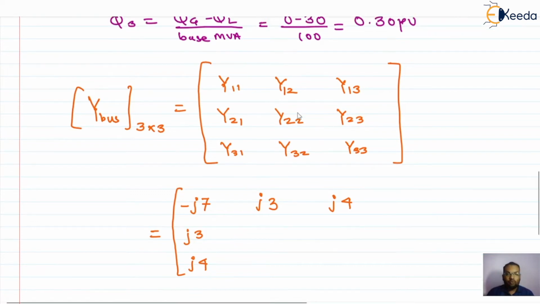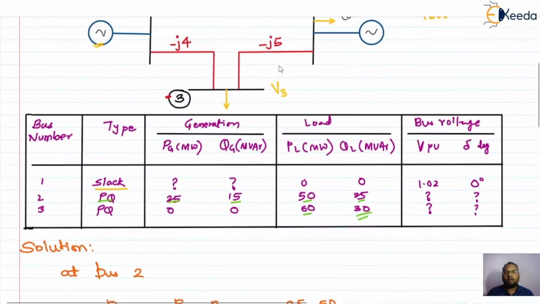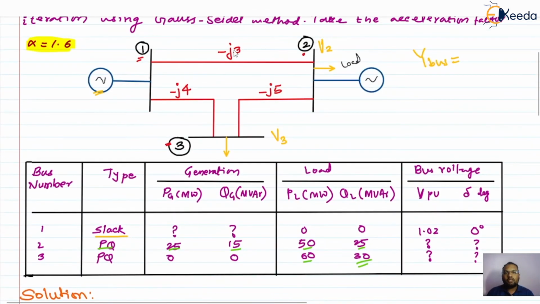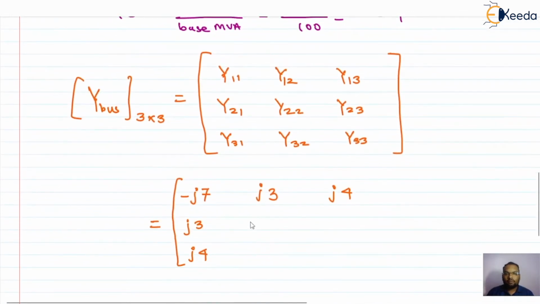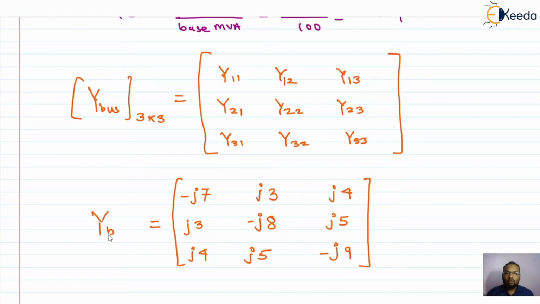Now we have to find Y22. It will be the summation of the admittances connected at bus 2. It will be minus J3 and minus J5, so it will give us minus J8. I'll write the remaining entries; you can verify it from the figure. Here we will get J5, and the same entry will come here, J5. And lastly, Y33, we will get minus J9. So this is the Y bus for the given power system. It is a 3x3 matrix. This is part one of this problem.